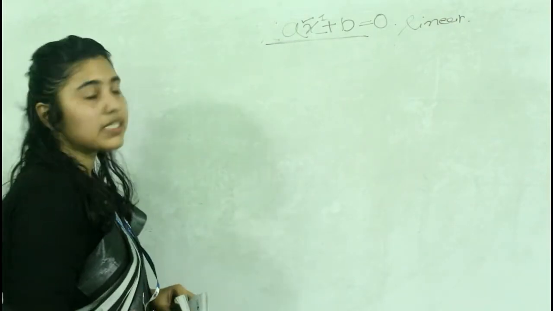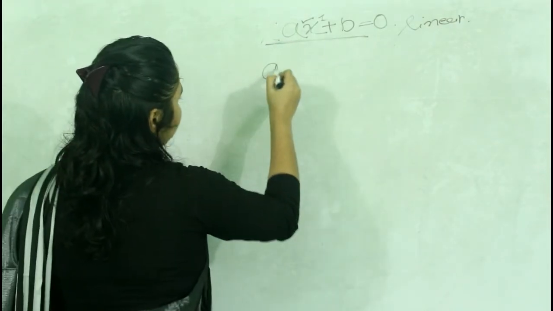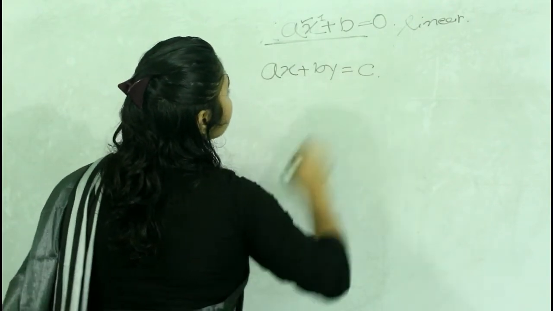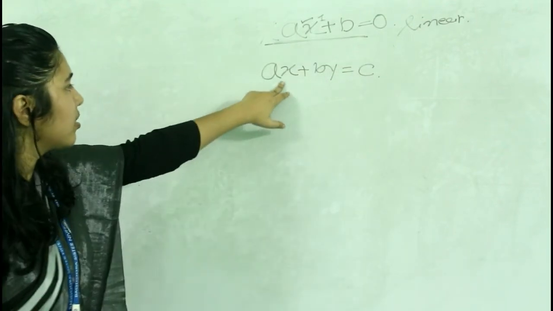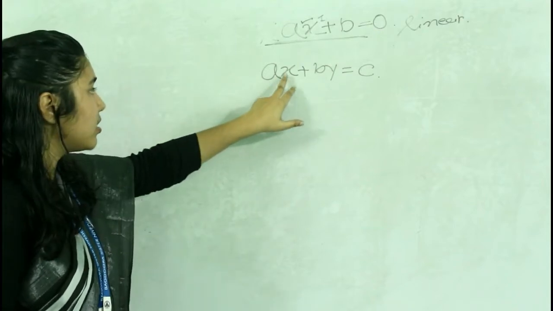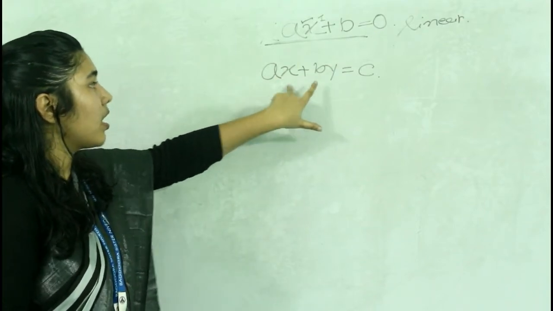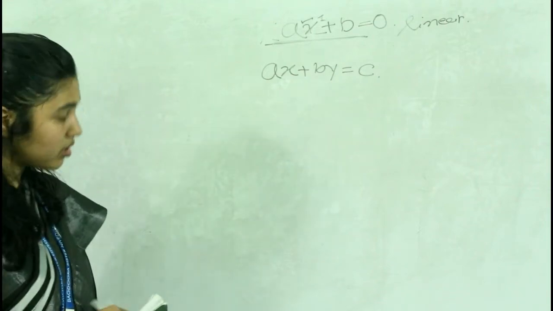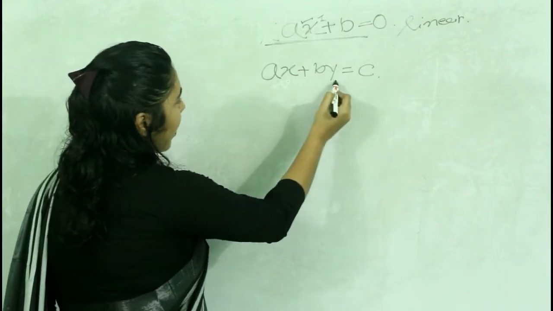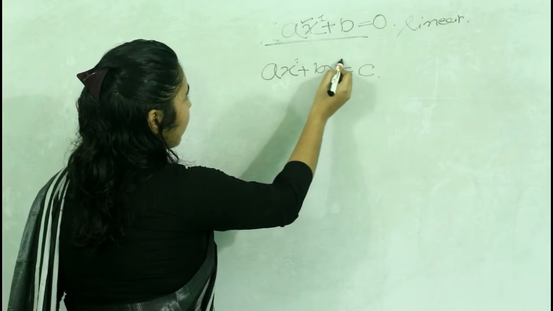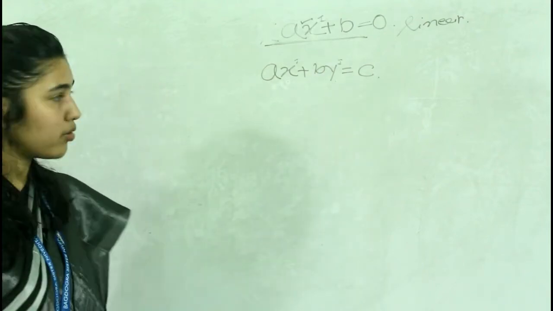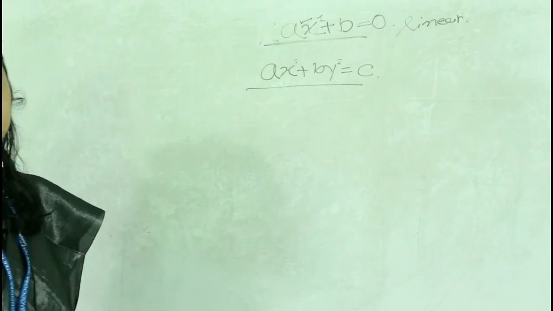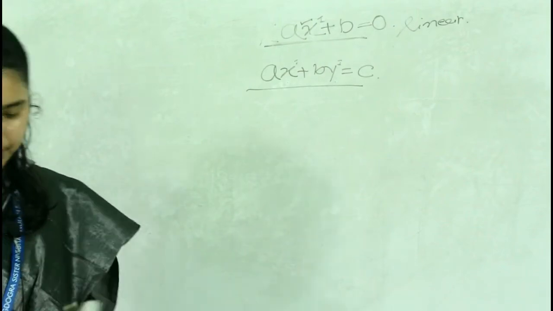Now what is a simultaneous linear equation? ax plus by equals c. Look at this expression. Here the number of variables is 2, x and y, and also the power of these variables should be 1, not more than 1. Then this type of equation is known as a simultaneous linear equation.